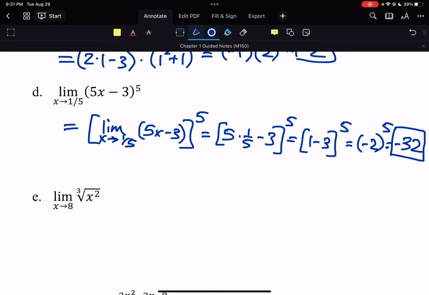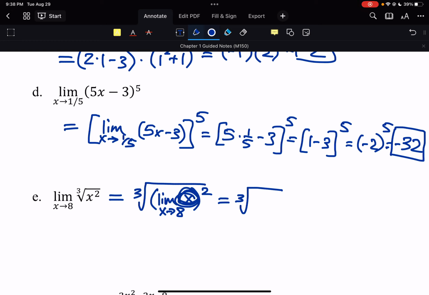And then for part E, one like this, we've got a radical, a cube root specifically, and a power that's a square. So we can apply the same limit properties to this. We can move the limit inside of the radical, and we can move it inside of the square. So the limit as x approaches 8 of x, and then squared. So we move the limit all the way inside. Now, as x approaches 8, the limit, which is just x, is approaching 8. So we get cube root of 8 squared, which is 64. Cube root of 64 is 4.